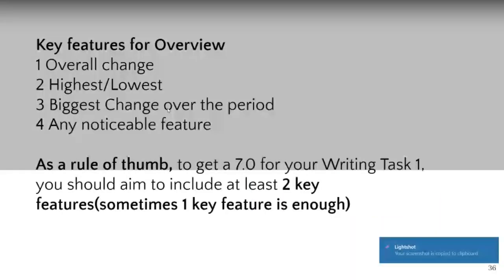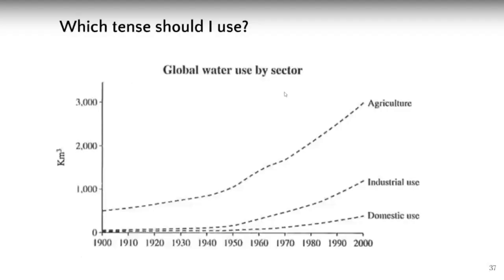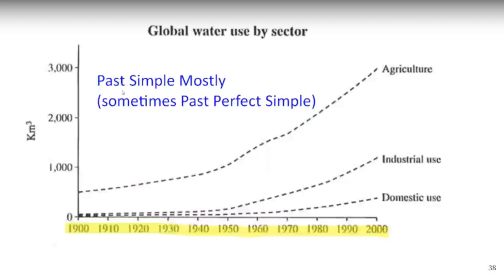Another important thing: which tense should I use? Which tense do I have to use in this example? Present simple, future, or something? Can I use present simple? If you look at the years, it's about 1900 and 2000, so this is all in the past. It's better to use past simple, okay? Because it's about the past. So past simple mostly, because of the years. But sometimes, in a few cases, like in some sentences, you can use past perfect. I will explain it in the lesson, so don't worry about why we need to use past perfect. But mostly, past simple.